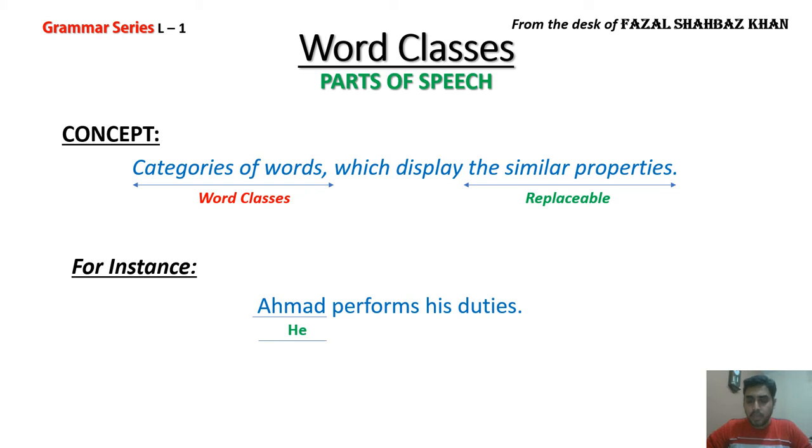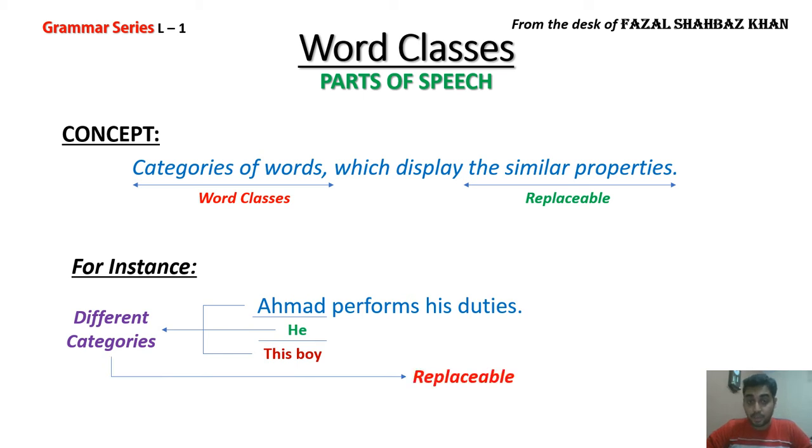Then we have other things such as this boy. This is a type of adjective, and we'll discuss that in a later lecture. And boy is another noun. So we can see a combination of two different parts of speech here. What I'm trying to say is that using Ahmed, or replacing it with he, or with this boy, barely changes the sentence. So these three give us different categories, and there are such different categories of word classes which are definitely replaceable. Hope this is clarified. Let's get moving further.